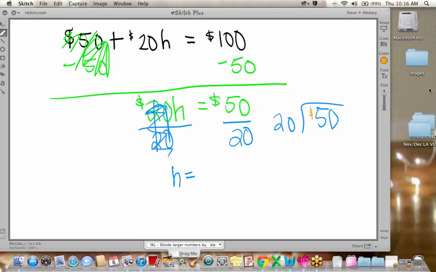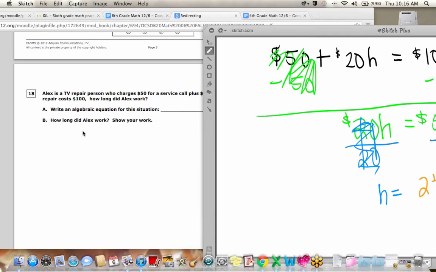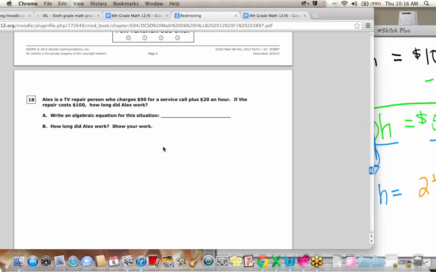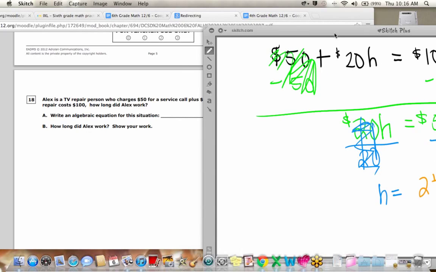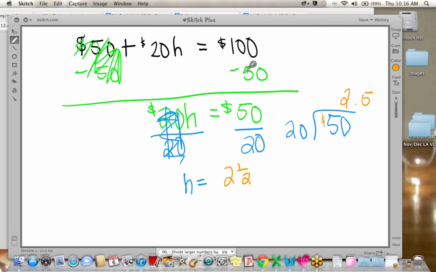Perfect, Ashley. So H equals 2.5 hours. So let's go find. Oh, well, that wasn't a choice. So basically, you just had to write it down, 2.5 hours. Did somebody solve it in a different way? Did you do guess and check or anything else?